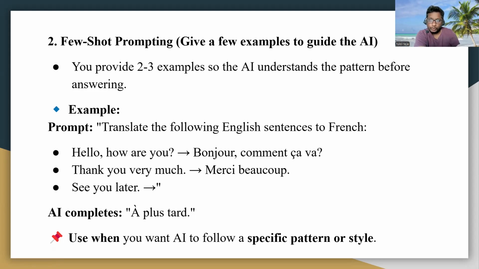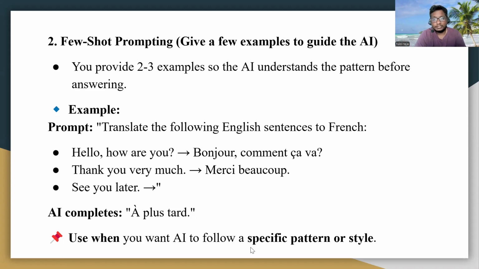But here you're giving some examples like two, three, four examples, and you make AI understand that I want the responses in this pattern, in this format only, so that AI can be trained and it will be giving the responses in that pattern only which you want. So I think enough of theory. Now let's go to examples.